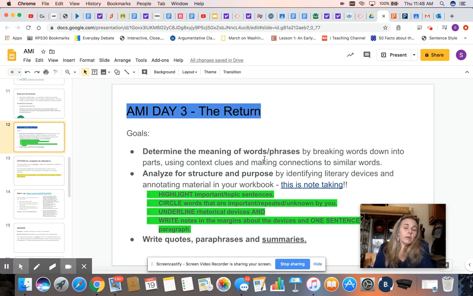Okay, so then we're going to analyze for structure and purpose. How does an author organize his ideas? How does he use rhetorical devices? And how do those, in turn, help him achieve his purpose? And there's usually three reasons or three purposes why people write, and that's to inform others, just to share information, to entertain them, make them laugh, make them cry, and to persuade them, to get them to see the world in a new way, or get them to do something. So that's what we're looking for as far as structure.